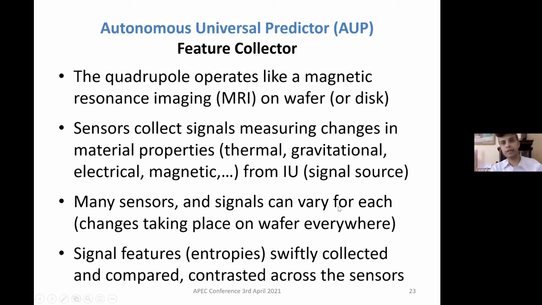So the sensors collect signals measuring changes in the material properties. We got here thermal, gravitational, electric, magnetic, from the IU signal source. So as John mentioned earlier, we're looking for anything interesting. What you want to see is you want to be able to observe something. So that was why I mentioned earlier that the substrate should be having something that it wants to give, and the conductor could be having something that it wants. So there has to be already some kind of a dipole in place.